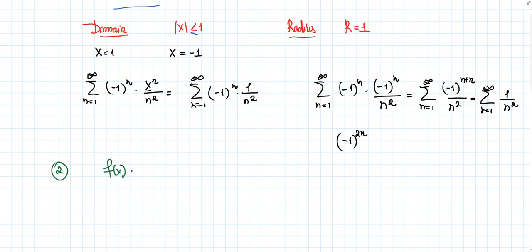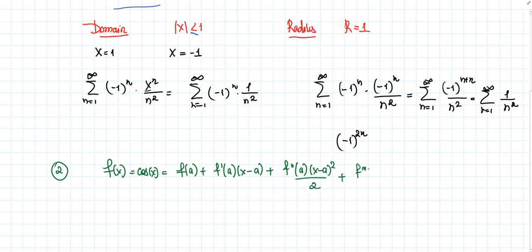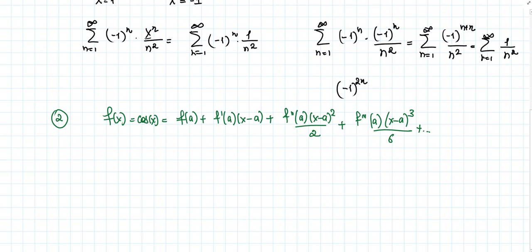So our function is equal to the cosine of x, and we need to write this in terms of the Taylor series. We know that this is going to be equal to f of a plus f prime of a multiplied by x minus a, plus f double prime of a multiplied by (x minus a) squared divided by 2, plus f triple prime of a multiplied by (x minus a) cubed divided by 6, and so on. It is okay if you found only 3 or 4 terms.